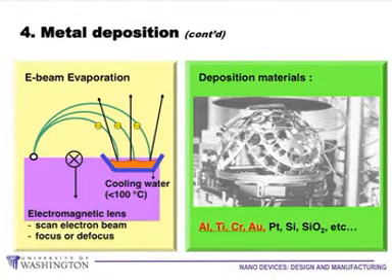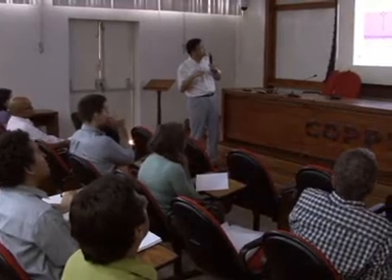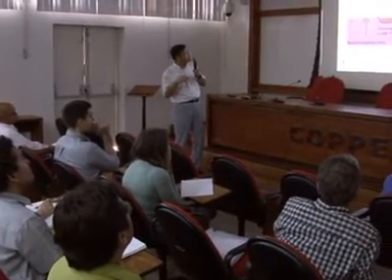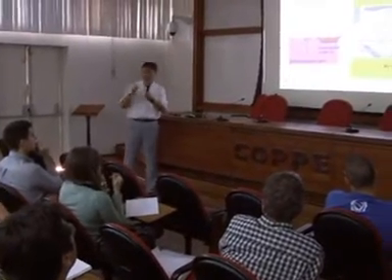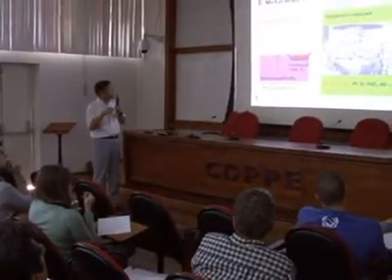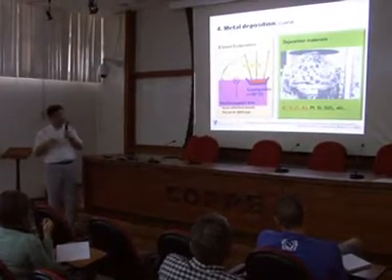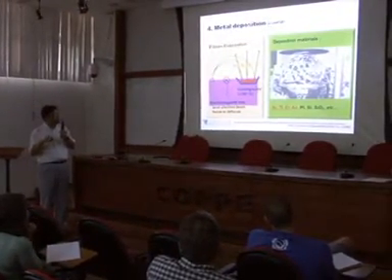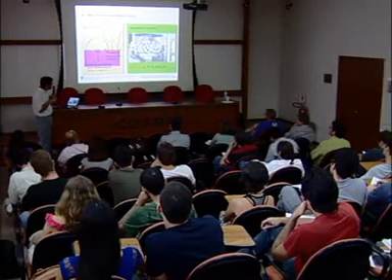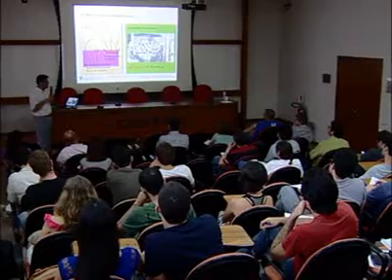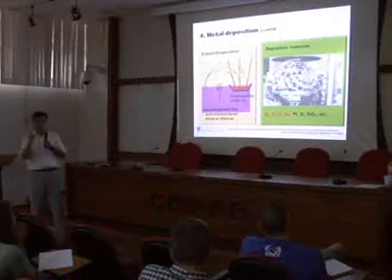Then, of course, if we put a flat wafer, then in the center, the thickness will be the largest because the flux of the material is the highest. And then if you go to the edge of the wafer, then it will be smaller. In order to have a uniform thickness of layers, we use this kind of planetary system. So we can install the wafers in this planetary. And then during the evaporation, this planetary is rotating.